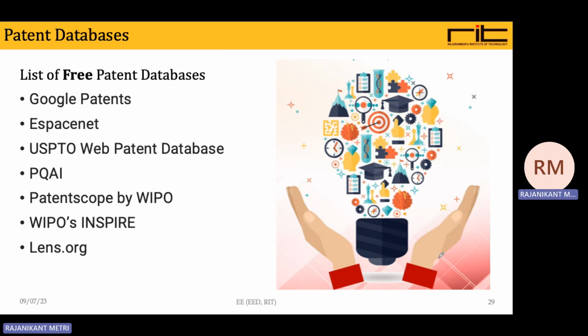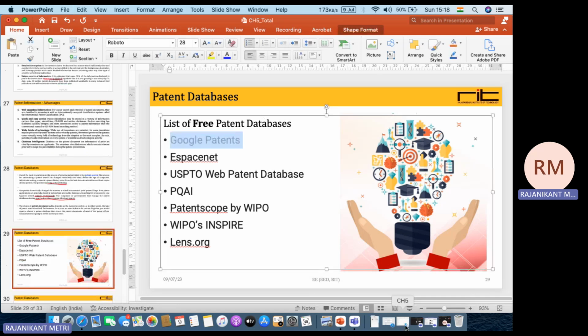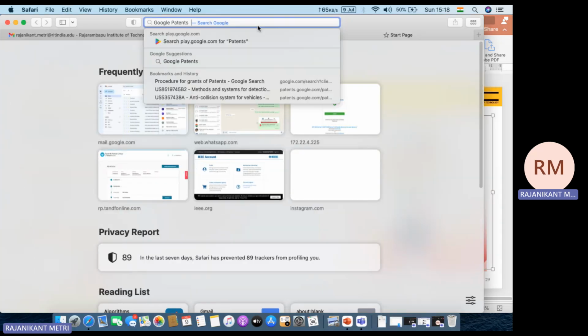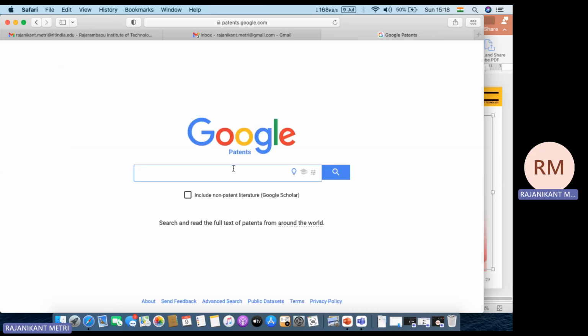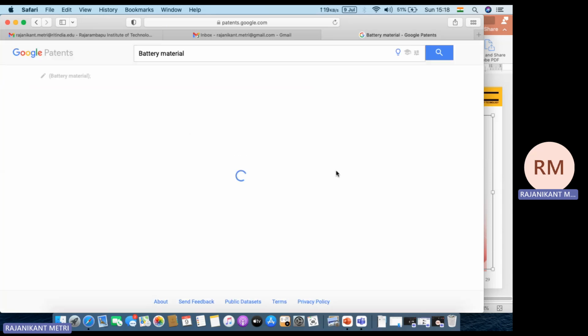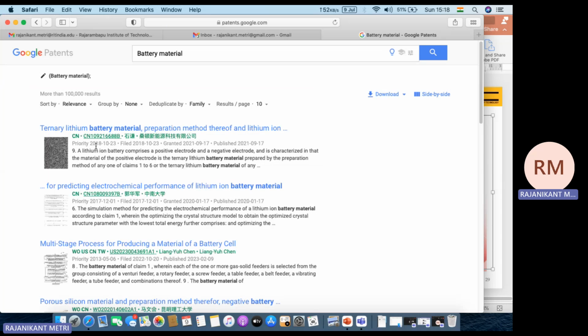Now, here is a list of some free patent databases. One is Google Patents. First, this is a free patent database. You can see Google Patents. So you can search here. Say, ternary lithium battery material, granted in 2018. See the results.